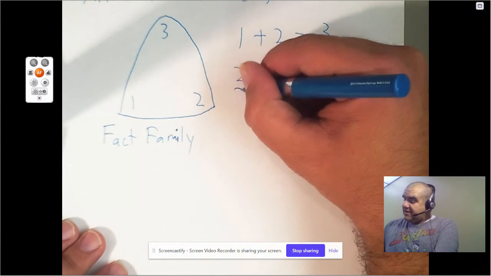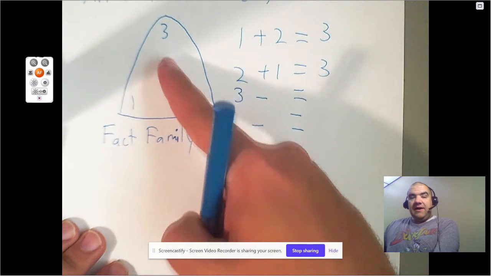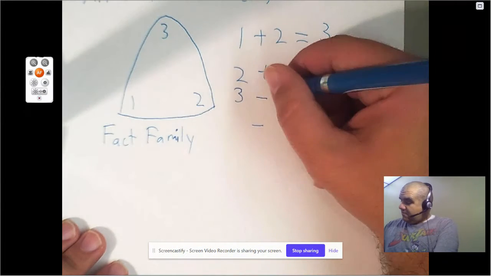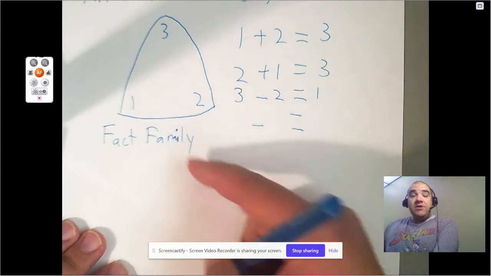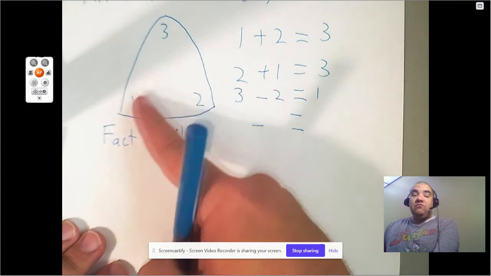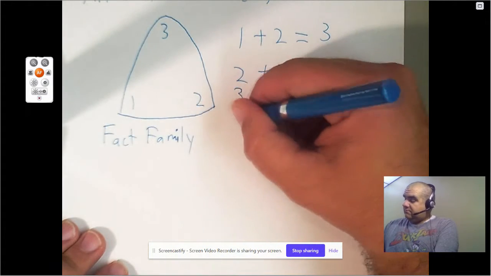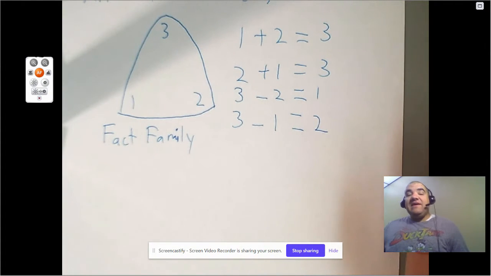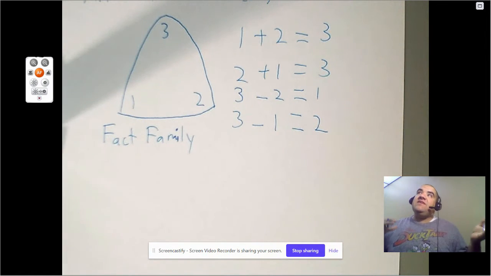Watch. 3 minus 2 is 1. And then we can do another one. 3 minus 1 is 2. And that's basically it. Fact families are just three numbers. Fact families have the same three numbers.